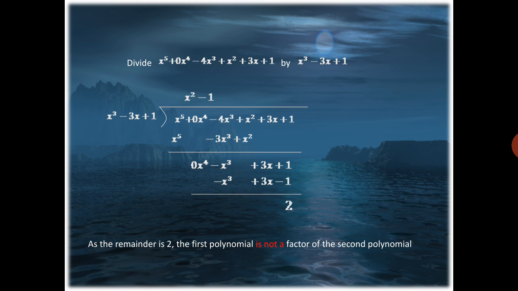Here you will see that the second term is written as 0x raised to power 4 of the dividend. That term was missing, so we have introduced it. In some cases you may need the term, in few cases you may not need the term, but make sure that you introduce it. So the division continues. x cube in the divisor, x raised to power 5 in the dividend. When you compare these two, you have to multiply by x square.